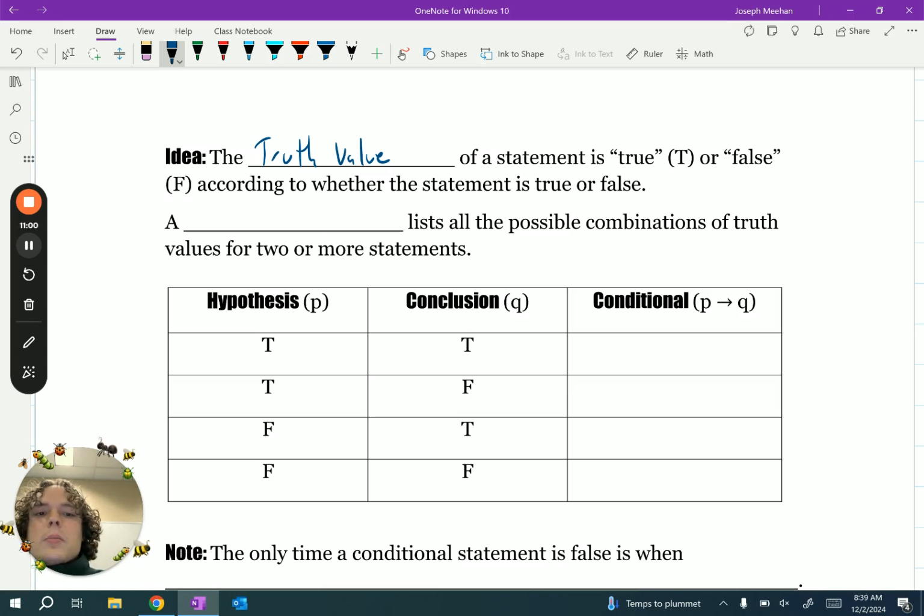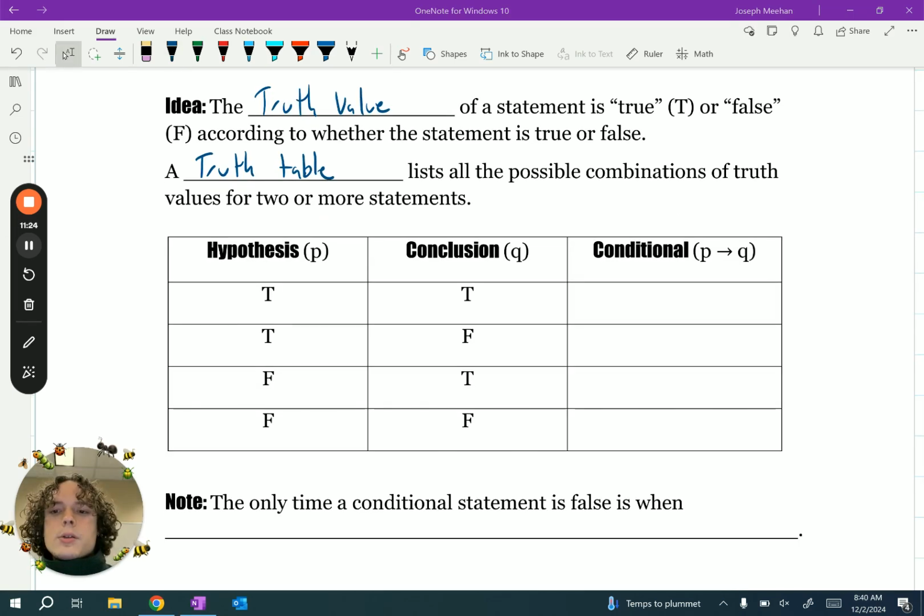The next blank here says a blank lists all the possible combinations of truth values for two or more statements. This is a truth table. A truth table lists all the possible combinations of truth values for two or more statements. So this is the truth table. It lists the hypothesis, the conclusion, and the conditional.